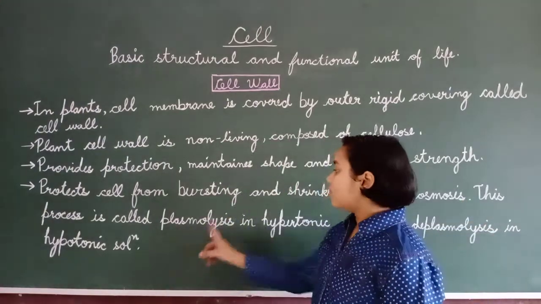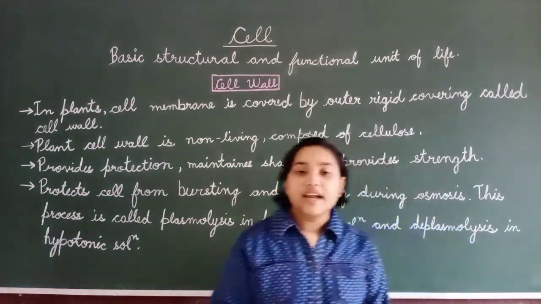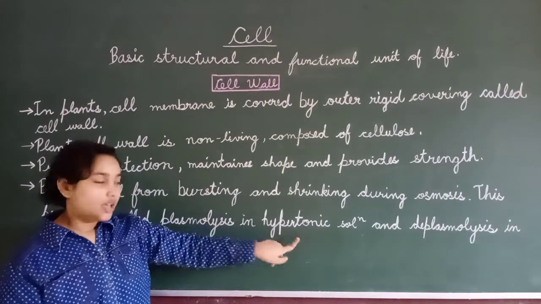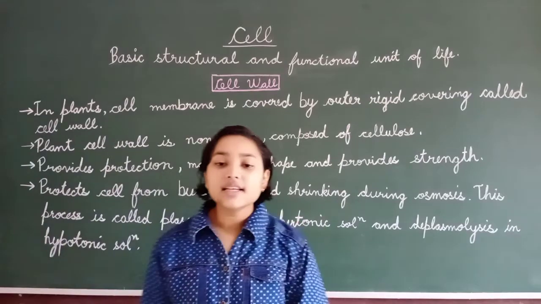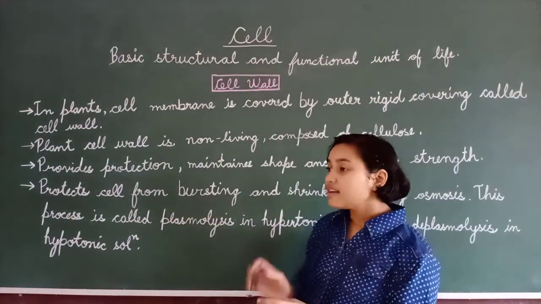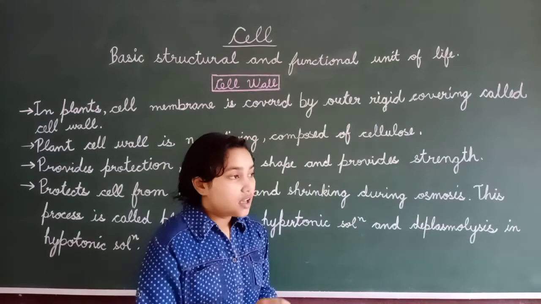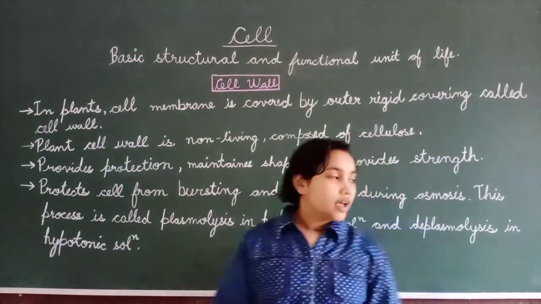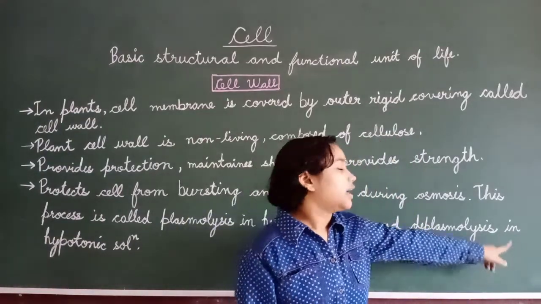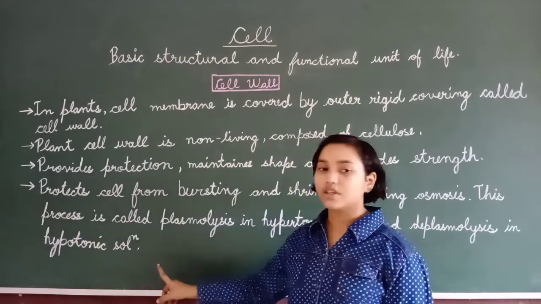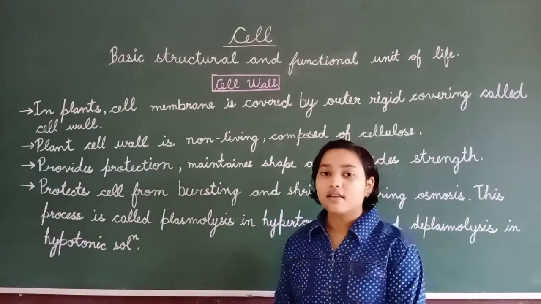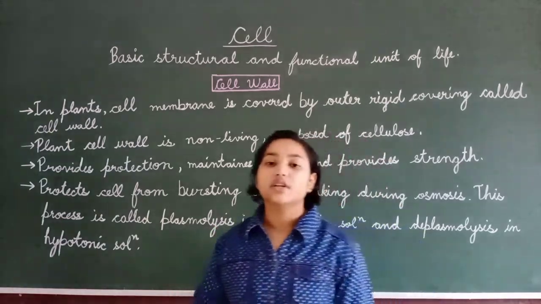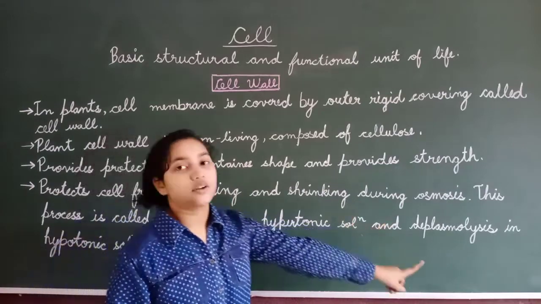This process is called plasmolysis. Plasmolysis is the process which happens in a hypertonic solution. When the plant cell is put inside a hypertonic solution, this process is called plasmolysis. And deplasmolysis happens in a hypotonic solution, when the plant cell is put inside the hypotonic solution.